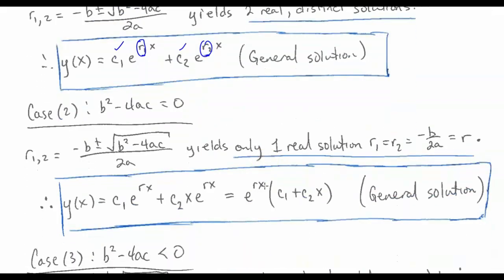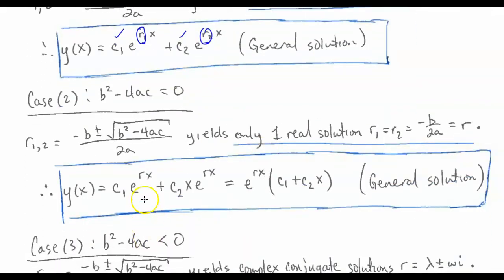Now for case 2, when our discriminant is 0, we solve our quadratic formula, we know that we're only going to get one solution. And of course, whatever number that is, we can just plug it into this general solution formula here. So whatever R ends up being, because we've already done all the heavy lifting of doing reduction of order, we already know what the final form looks like. We just plug it in.